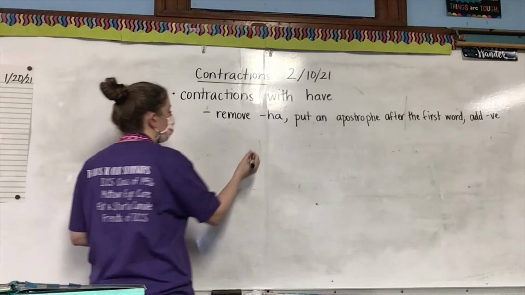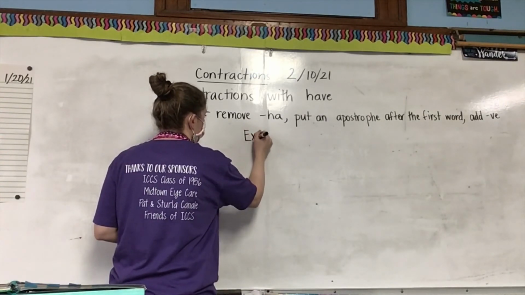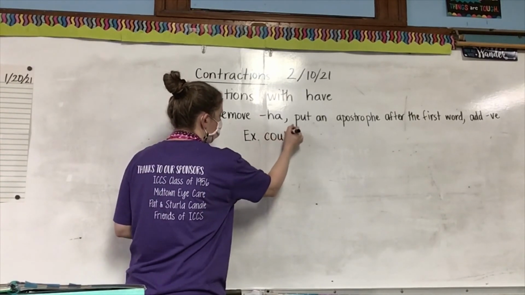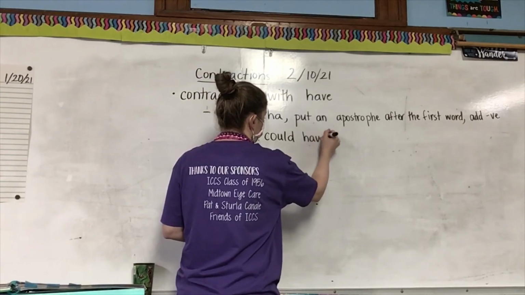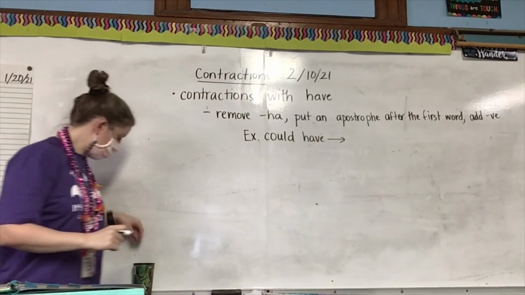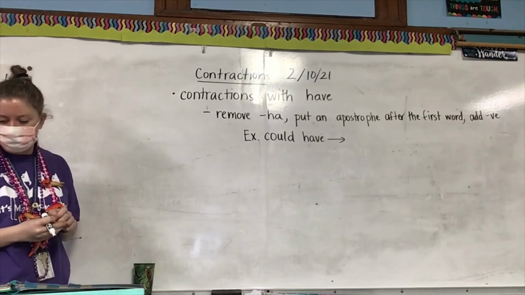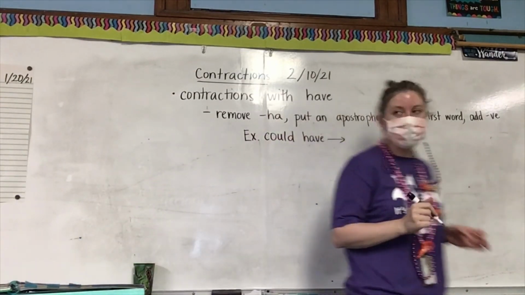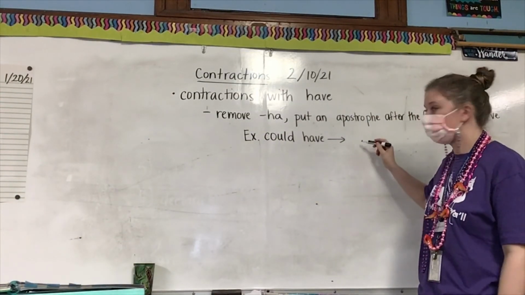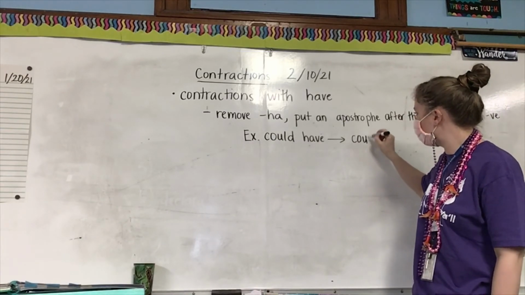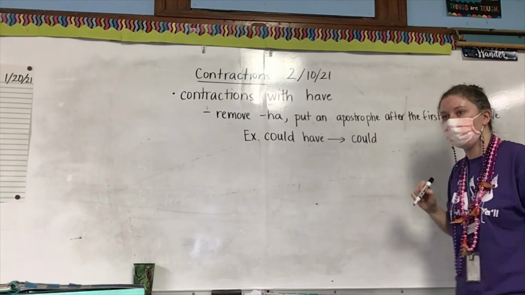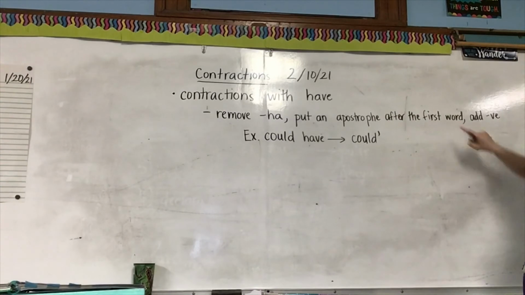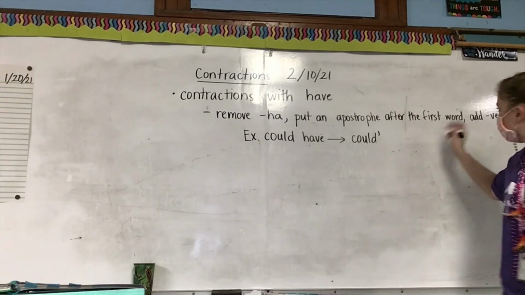So, for example, could have becomes what? Victoria. Could have. How do we spell that? C-O-U-L-D, because the first word doesn't change. Apostrophe, because we put an apostrophe after the first word. Then we add VE.